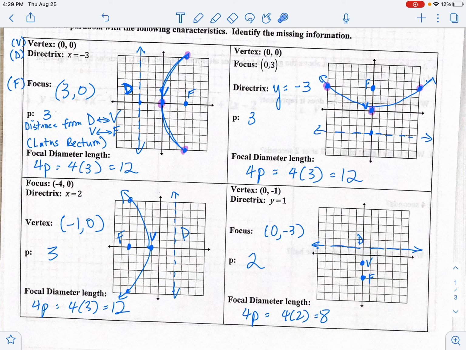Did I do that right? 4 to the left and 4 to the right. There you go. So that's where I'm going to put my points. So using these 3 points, I create my parabola.